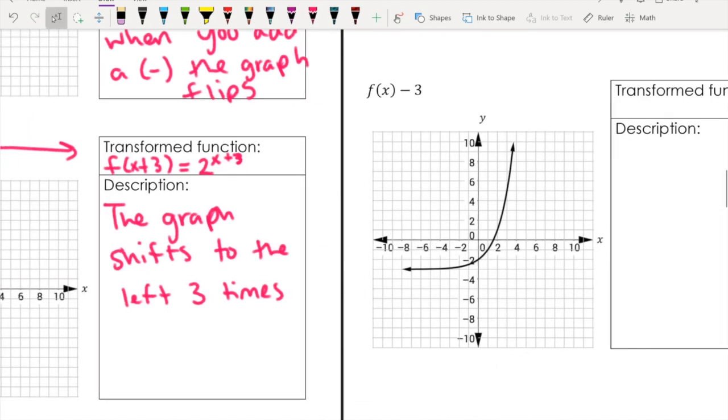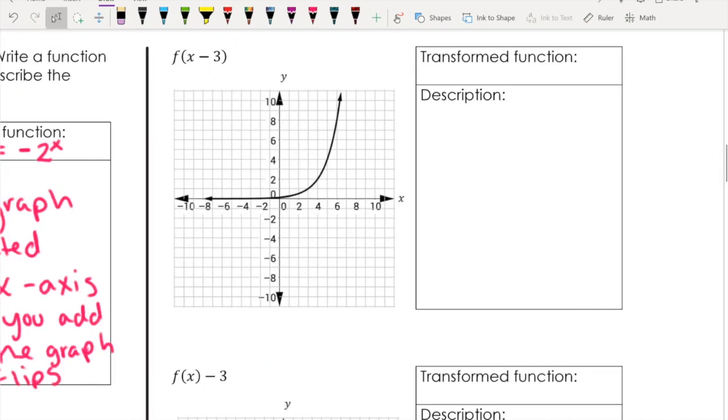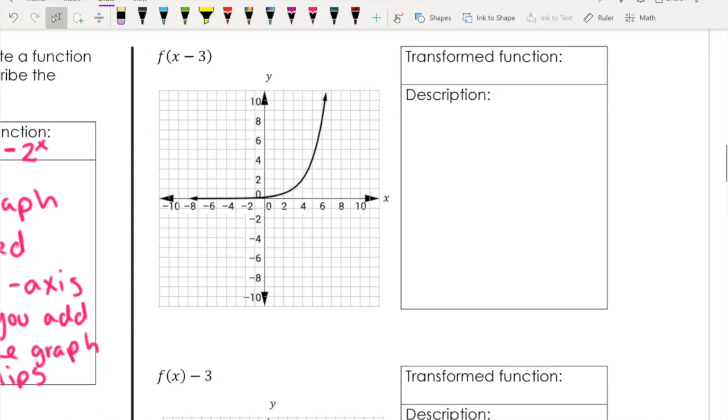f of x minus 3. So once again, we're going to use that point 0, 1. Now this is minus 3, and guess what happens? It moves 1, 2, 3 points to the right.